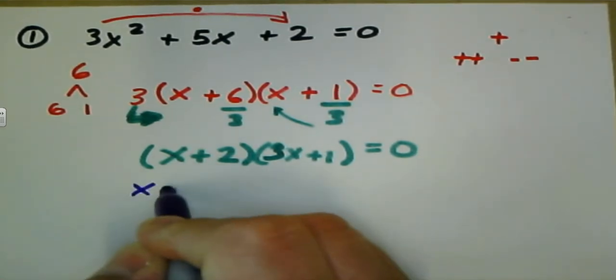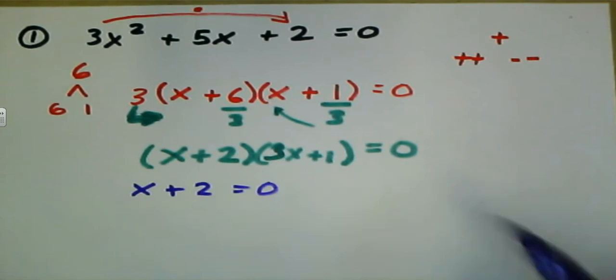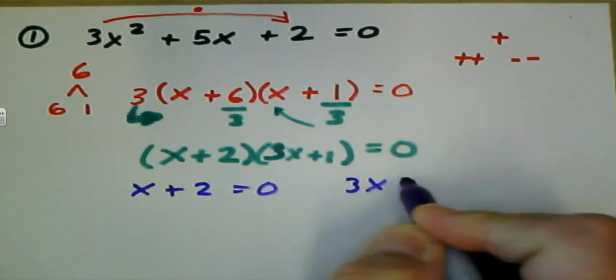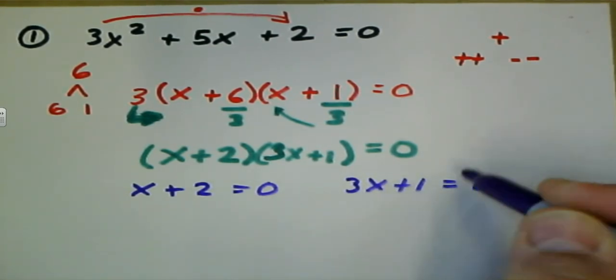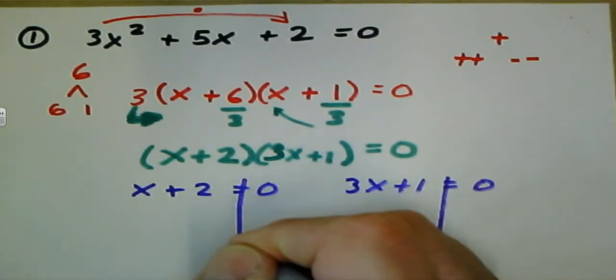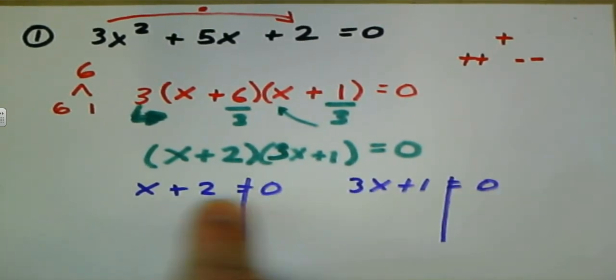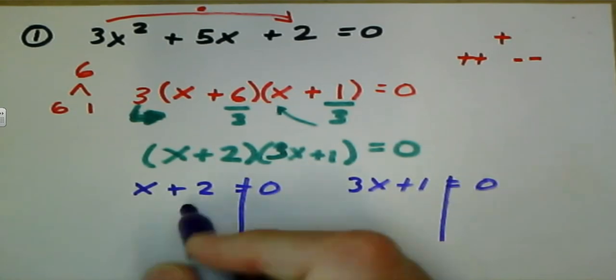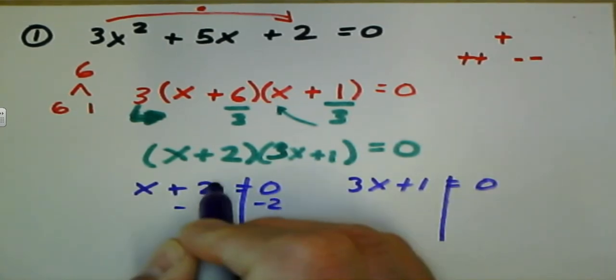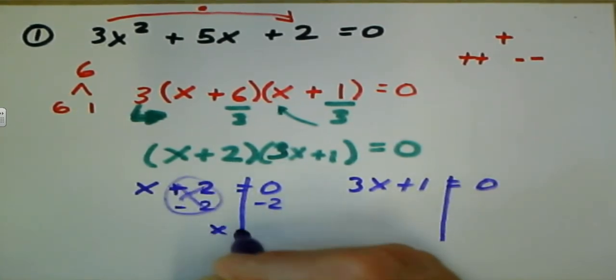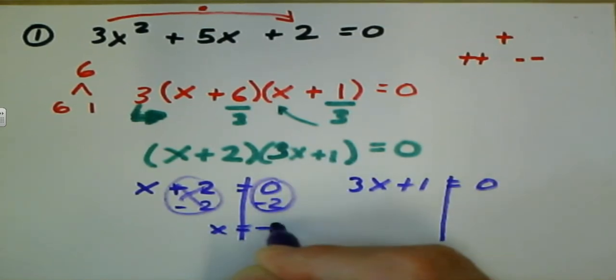Now I'm going to set them to 0. So x plus 2 equals 0 and 3x plus 1 equals 0. Now this is where you're going to find out why Mr. Chavez just didn't say make that a negative 2. Because we need to subtract 2 from both sides, right? X equals, and 0 minus 2 is negative 2.